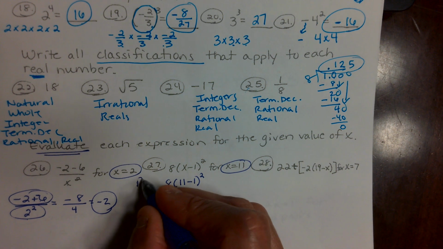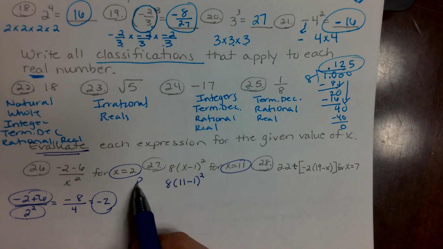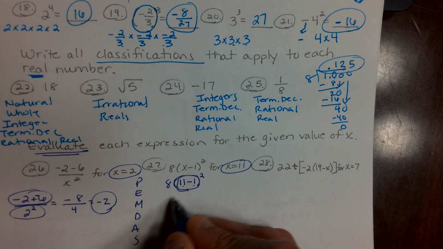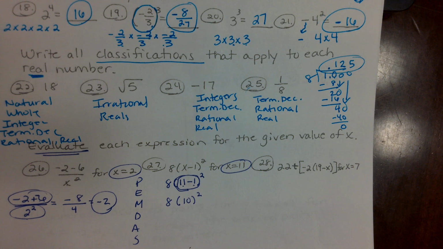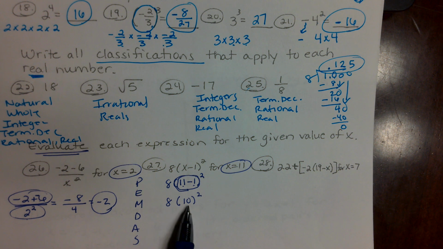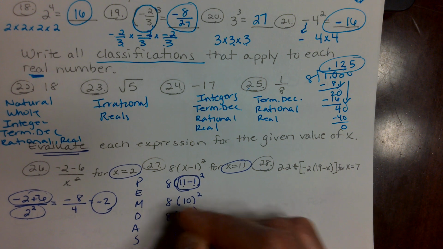Order of operations, PEMDAS. So what do we do first? Parentheses. So we're going to go in the parentheses and see if there's anything in there to do, and there is. 11 minus 1 is what? 10. Okay, you next do exponents. Be careful. There are people that would say 80 and then square it. No, the only thing being squared is a 10. 10 to the second power is what? 100. So I have 800 for an answer.